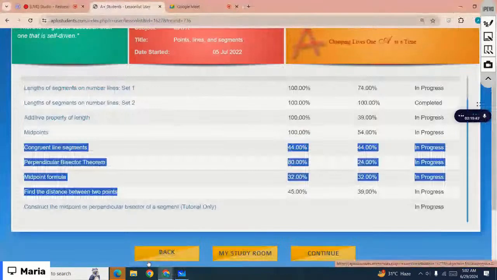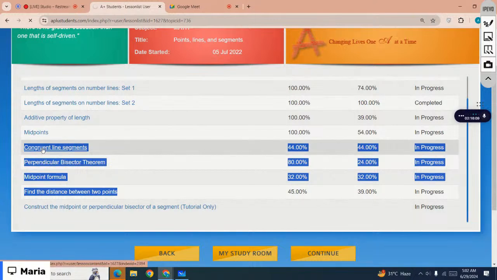So here I am on grade 10 math. The chapter we are on right now is points, lines, and segments. Okay, so let's just start with the first lesson, that is congruent line segment. So let's just start with the lesson.